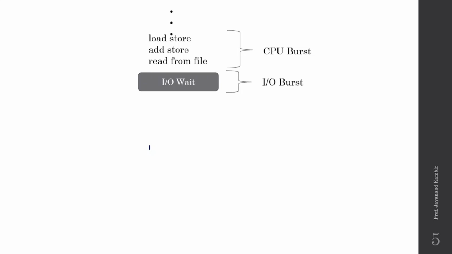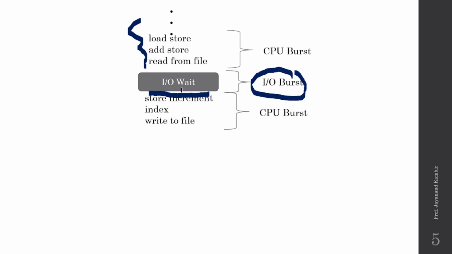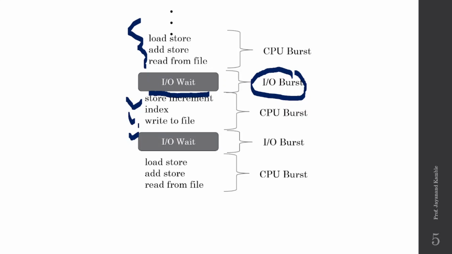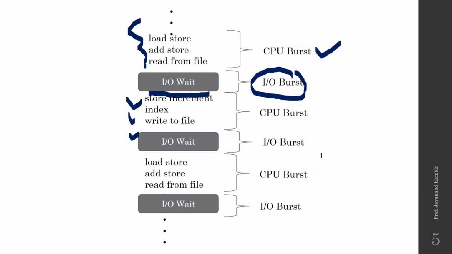See here, the process starts with a CPU burst and load, store, add, store. These are nothing but the instructions that are executed by the CPU. Then the CPU wants to perform some input output activity, so for that purpose the process goes into the I/O wait, that is input output wait. Once the I/O is done, that is I/O completion, the CPU will again execute some part of the process, that is some instructions: store, increment, index, then write to file. Then again there will be I/O burst, then CPU burst, I/O burst and so on. So here we can say the process execution alternates between CPU burst and I/O burst. It starts with a CPU burst and also ends with a CPU burst.